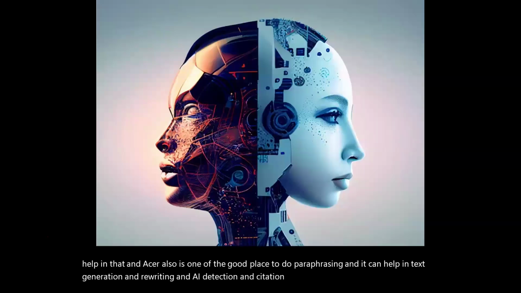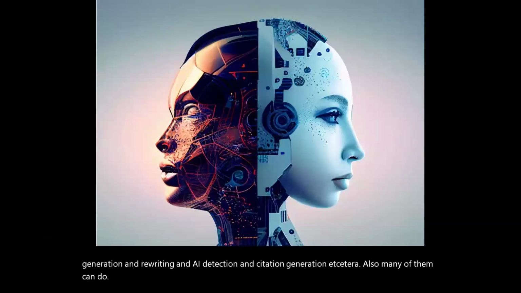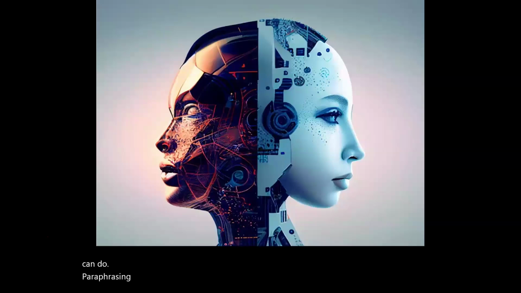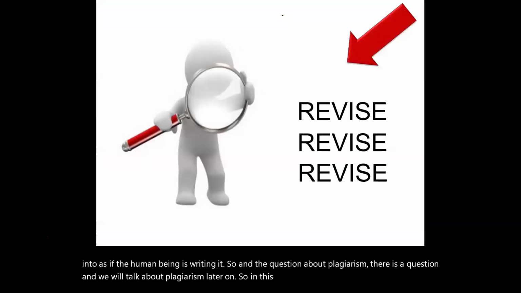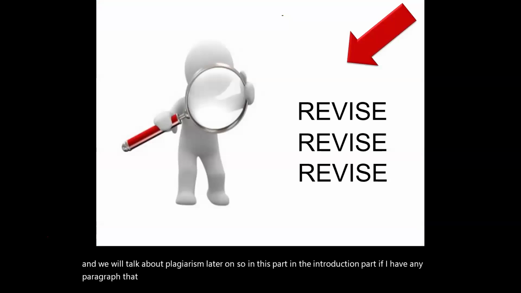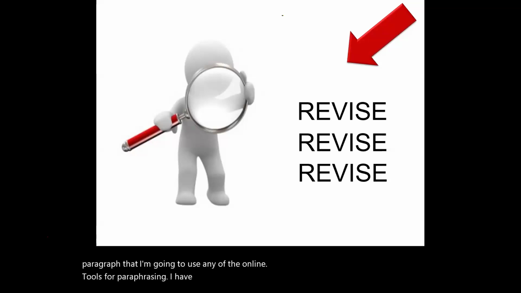Also, many of them can do paraphrasing and humanization, which is changing the character of the writing as if a human being is writing it. And the question about plagiarism, we will talk about plagiarism later on. So in the introduction part, if I use any of the online tools for paraphrasing on a paragraph, I have to revise it again, because many of them are not right.